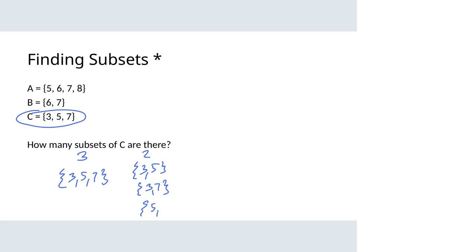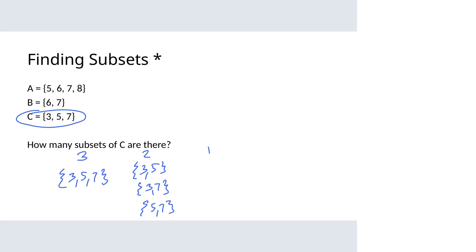So we need subsets of C. And C has 3 elements in it. So the biggest possible subset has 3 elements, and that's going to be the set 3, 5, 7. We know we have to count that because every set is a subset of itself. Then we need the subsets with 2 elements. So that'll be, let's see, 3 with 5, 3 with 7, and 5 with 7.